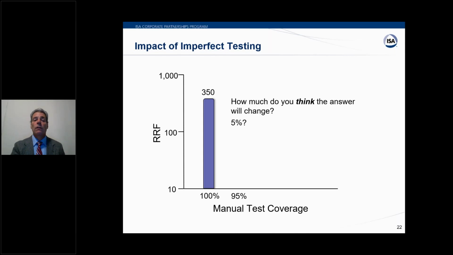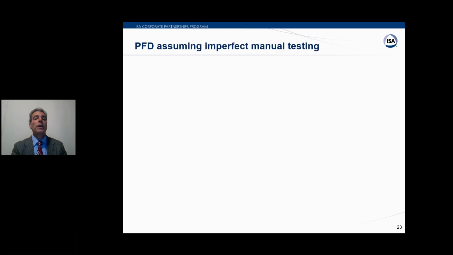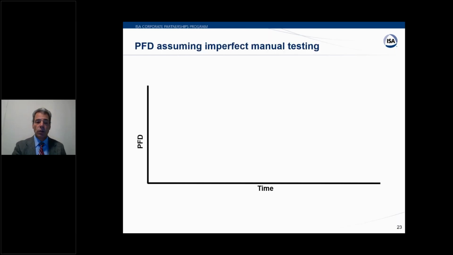So would our risk reduction of 350 just be reduced by 5%? Or might it be more? The standards say you need to include this in your calculations now. Well, here's how we do it. Again, it's not complicated math. A 14-year-old kid in high school could do this basic math. But graphically, let's see the impact of this.